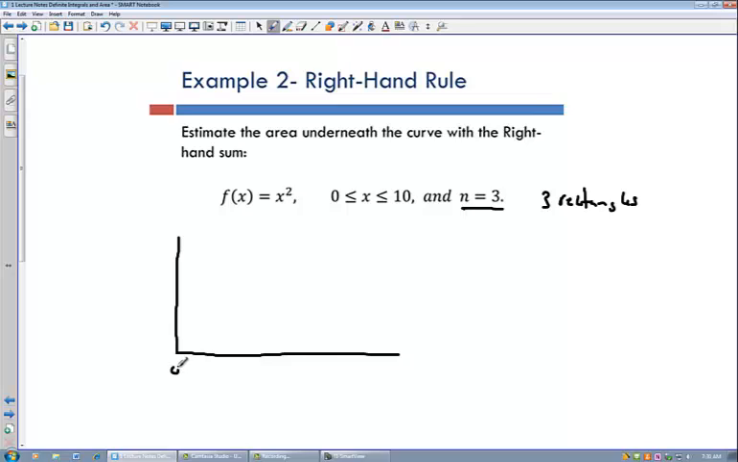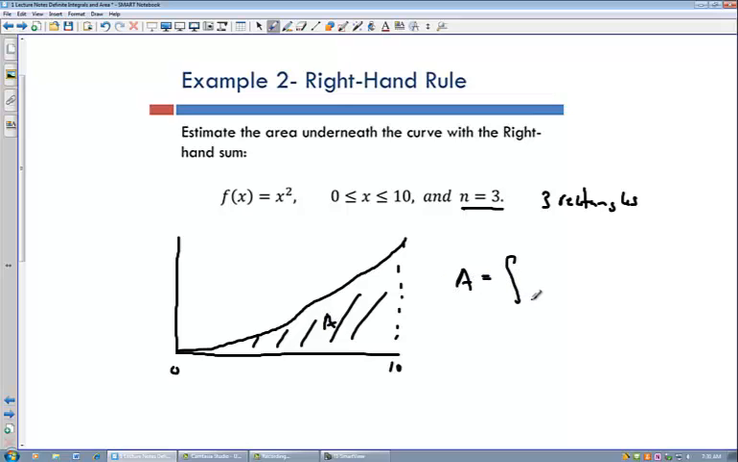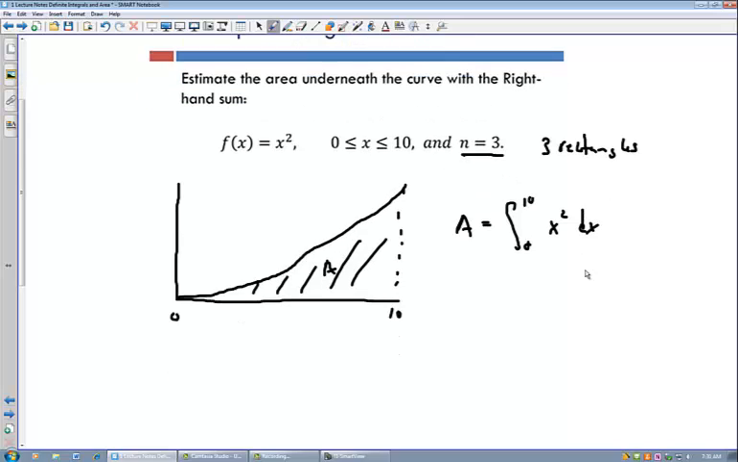So let's go from 0 to 10. Again, it's the same function. So it looks something like that. And we're trying to approximate this area. And this time we're going to do the right-hand sum. And so we're trying to find A. This A here, this area, which is equal to the integral from 0 to 10 of x squared dx. And so we'll come down here, and I'll write down A. And this is the right-hand sum, so let me just write down so you know the right-hand sum.